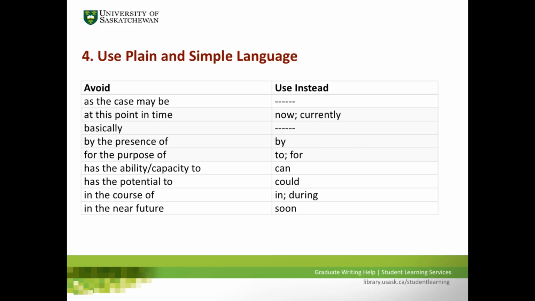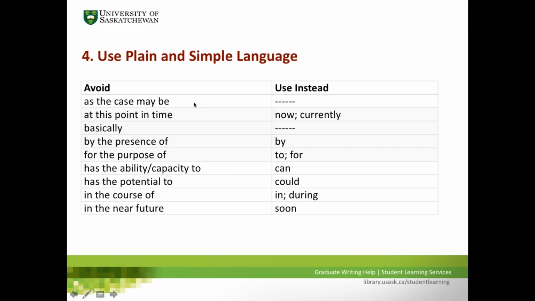So the fourth way to write more plainly is to use plain and simple language. Sometimes academics and students will try to use words that they assume are more difficult and perhaps more impressive. And what happens is those words just add unnecessary words to their writing. You can easily avoid using these words, use simpler terms. So here are some examples. On the left, the words and phrases to avoid. On the right, the words to use instead.